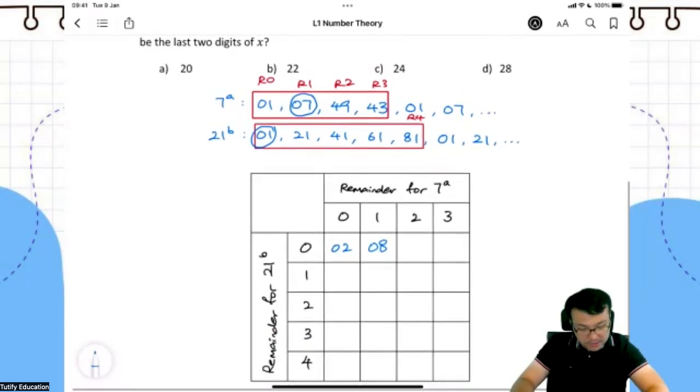So we have to fill in this table, right? So can I give you 2 minutes? Can you all fill in this table before we continue?